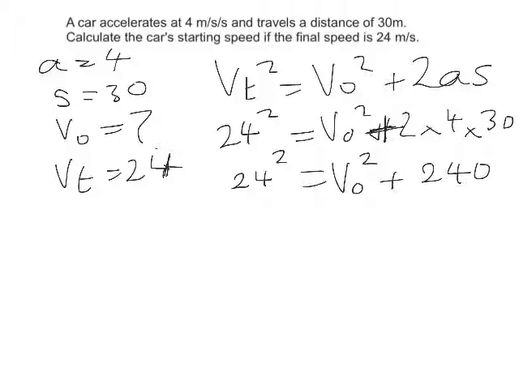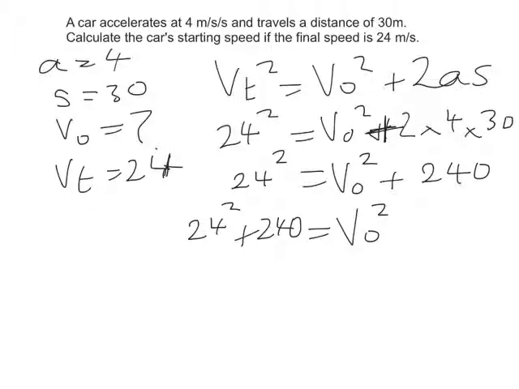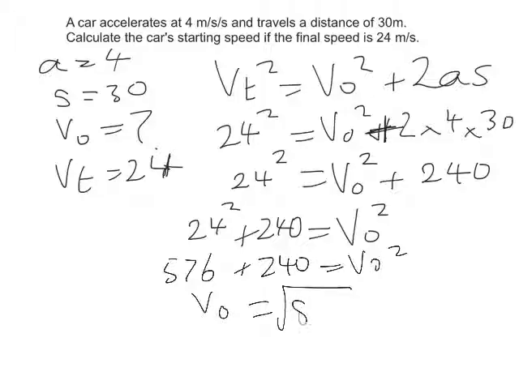Okay. So to solve for V0 squared, we need to move that 240 added first. So you've got your 24 squared plus your 240. Okay, so 24 squared would be 576 plus the 240 equals V0 squared. So V0 should be the square root of whatever that turns out to be, which is 816. Because to do the opposite of squaring, you would square root it. And if you do that, you get the answer of about 28.6, just rounding it off there. So it's 28.6 metres a second as a starting speed.